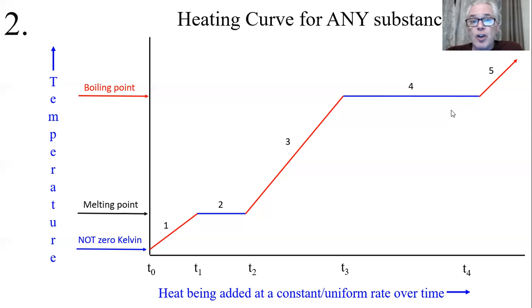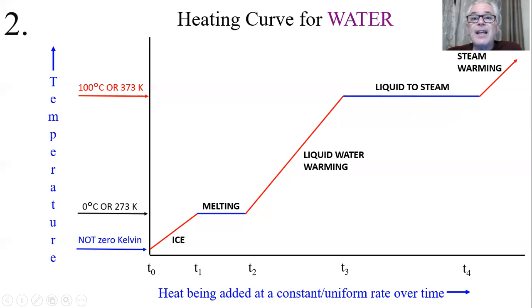This next slide shows the heating curve for water. Now, you're very, very familiar with water. We're going to start right back at T0 again. It's the same exact graph, actually. But at T0, which is not 0 Kelvin, it's just really super cold, you have solid H2O. And as you add heat from T0 to T1, the ice gets warmer and warmer.